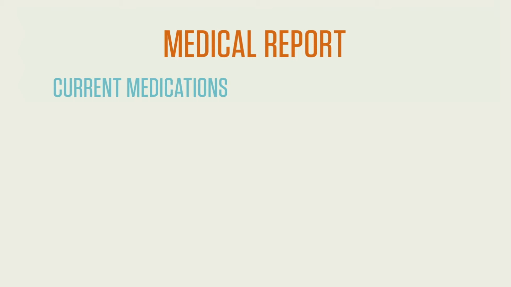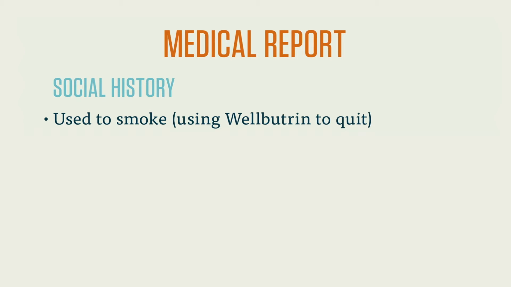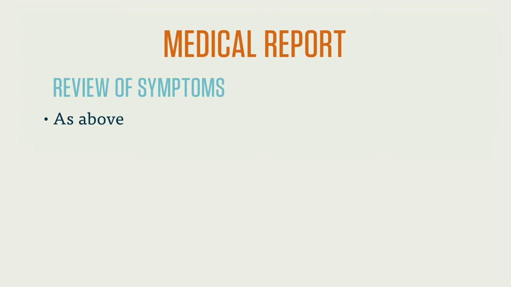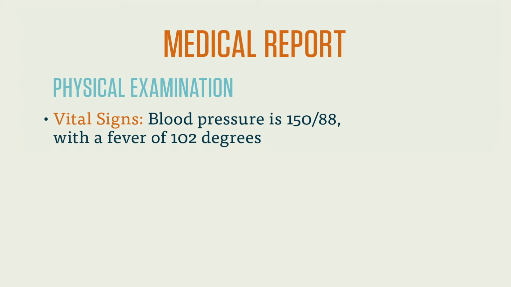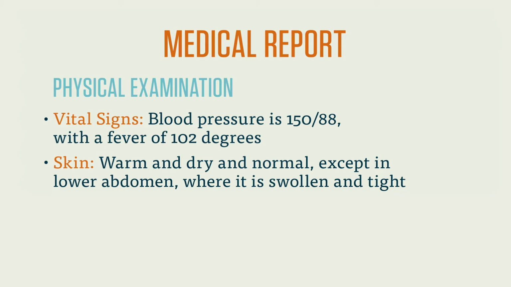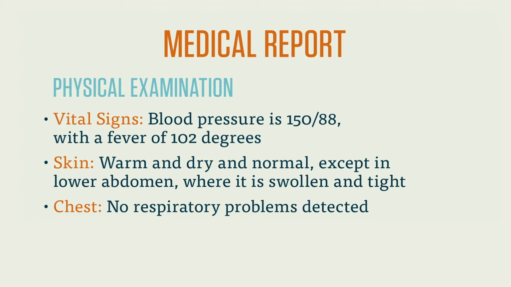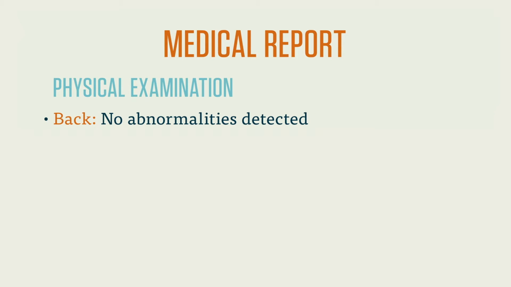Current medications: Wellbutrin 5 mg daily. Allergies: none. Social history: used to smoke, using Wellbutrin to quit, and does not drink. Review of symptoms, as above. Physical examination. Vital signs: blood pressure is 150/88 with a fever of 102 degrees. Skin: warm and dry and normal except in lower abdomen where it is swollen and tight. Chest: no respiratory problems detected. Cardiac: regular rhythm. Back: no abnormalities detected.